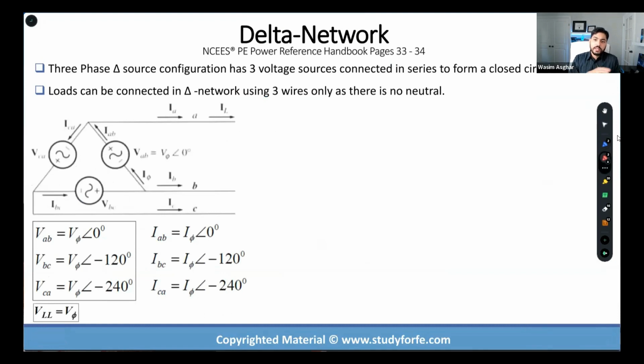And in the live training, we actually have at least 3-4 practice problems to work through, all different configurations, Y-delta, Y-delta, and so on, especially after having completed the delta. So let's take a look at delta.